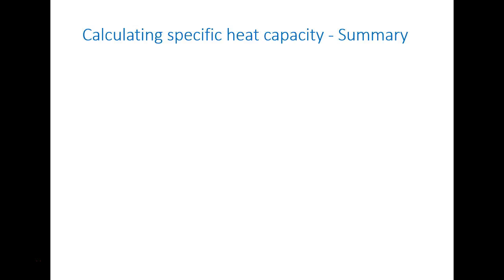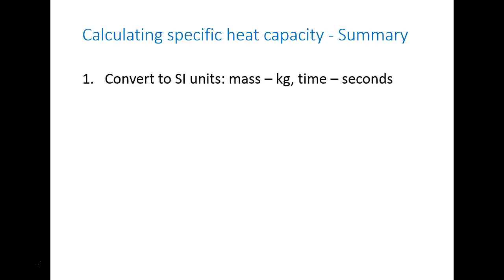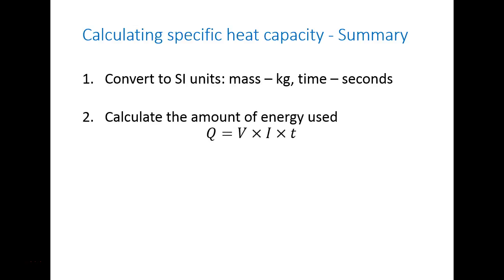Now, just to summarize what we've done. Okay, so in order to solve this kind of problem, you need to first convert to SI units. Mass, you need to have it in kilograms, and time, you need to have it in seconds. The second thing we need to do is calculate the amount of energy used. We're going to use the equation Q equal to V multiplied by I multiplied by T. V is for voltage, I is for current, and T is for time.